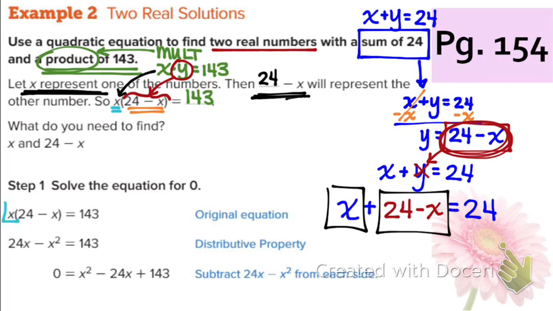What can I do with this x that's out in front of the parentheses? I can distribute that. So I get 24x, and what do I get when I do x times negative x? Negative x squared. Is this equation equal to 0? No.